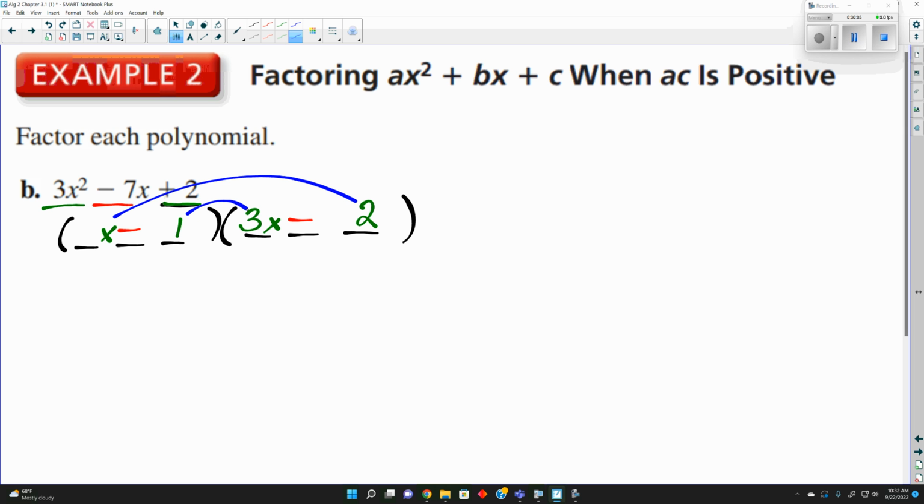So if we do x times negative 2, it would give us negative 2x. Negative 1 times 3x is minus 3x. And negative 2x minus 3x is negative 5x. It's not what we want. So what do we want to switch?